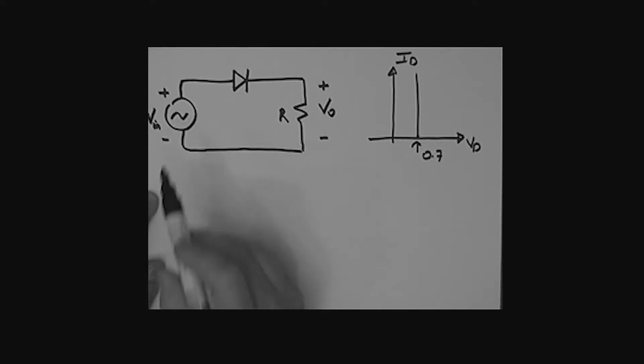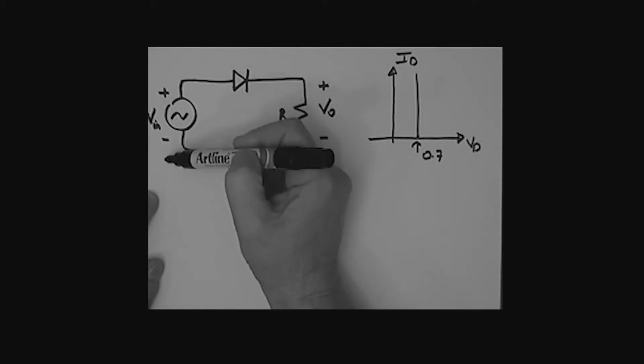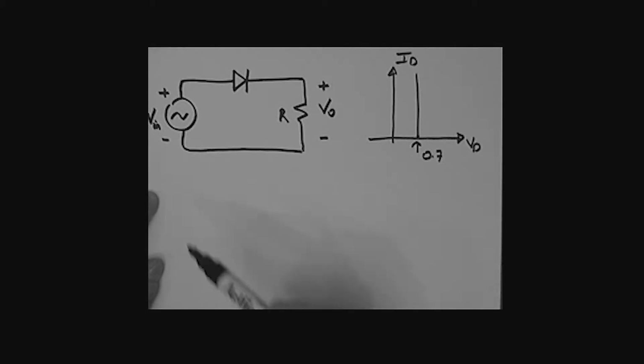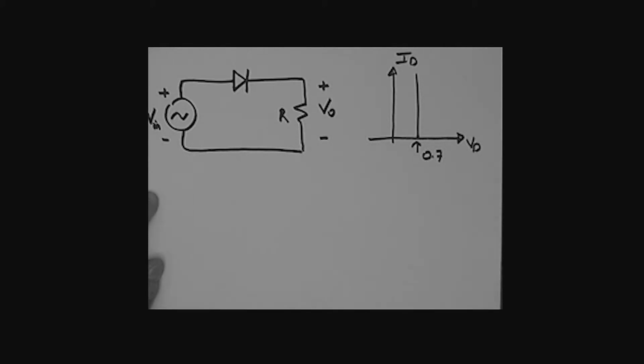Now V in in this particular case we're going to assume is a sinusoid, and in our example it has a peak value of 10 volts. So V in is a sinusoid having a peak value of 10 volts. Now what is our task here? Our task is to determine the output voltage as a function of this input voltage. As this input voltage varies, how does this output voltage change?